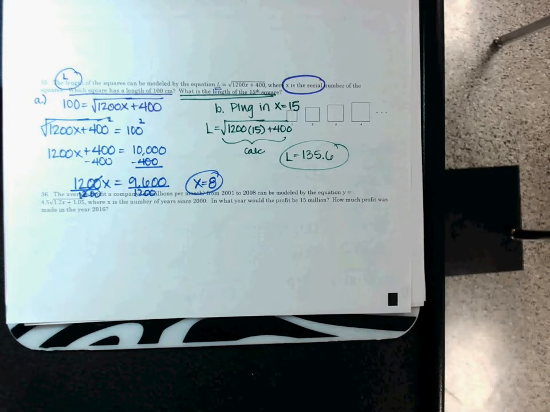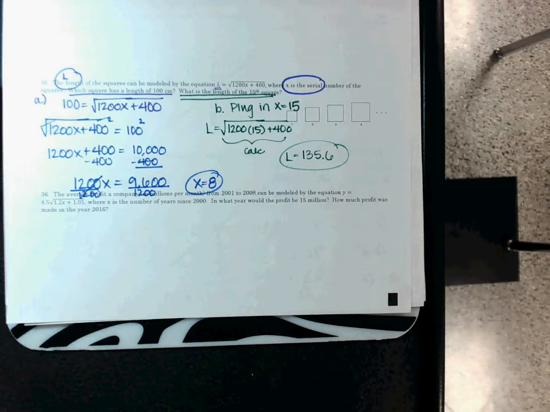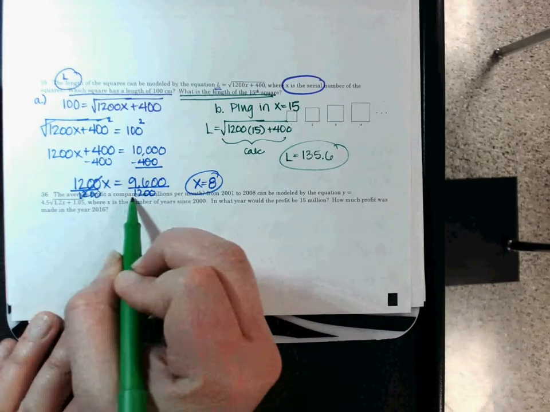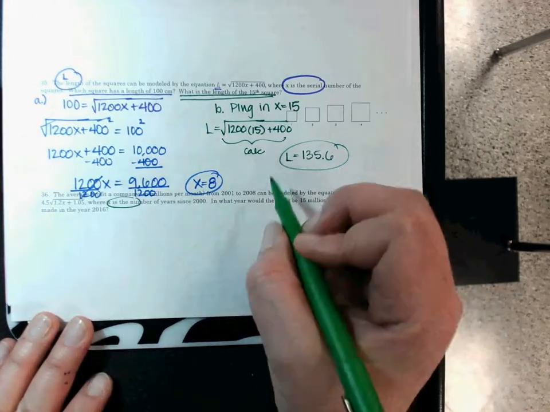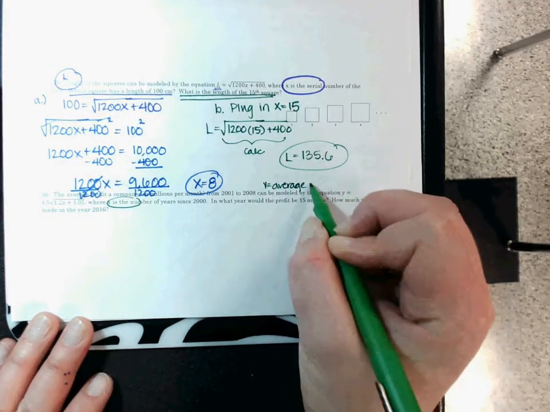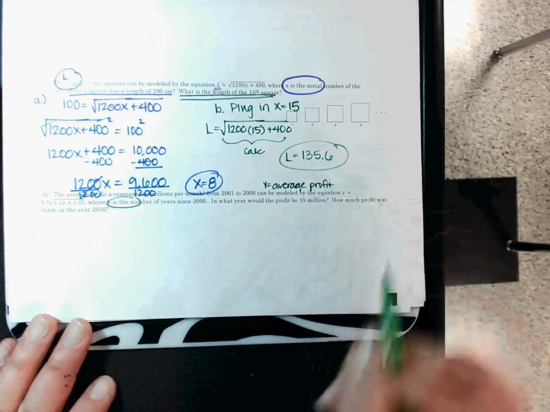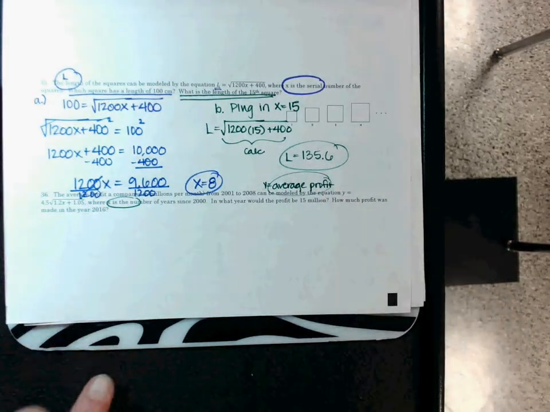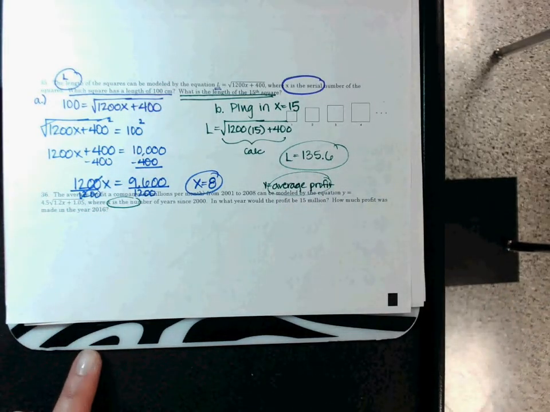Alright, let's go ahead and do that last one and then you'll have the rest of the class to work. It says the average profit a company makes in millions from 2000 to 2008 can be modeled by this equation. X is the number of years, and Y is the average profit. So X is the year, Y is the amount of profit.